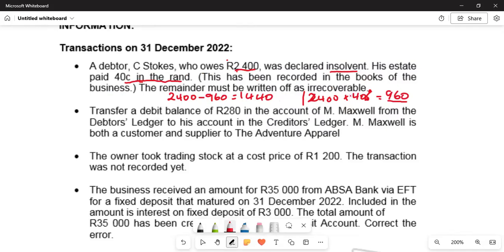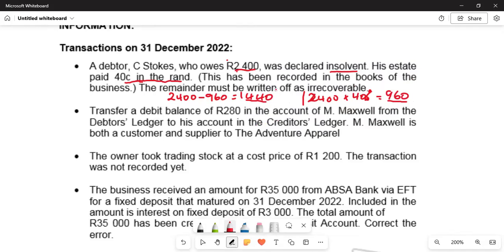2,400 minus 0.4, which in percentage is 40%, will give us 960. So the 960, we said it is received already. So we want to know the amount we are to write off as bad debts. That is where we say 2,400 minus 960, which will give us 1,440, which must be written off as a bad debt.